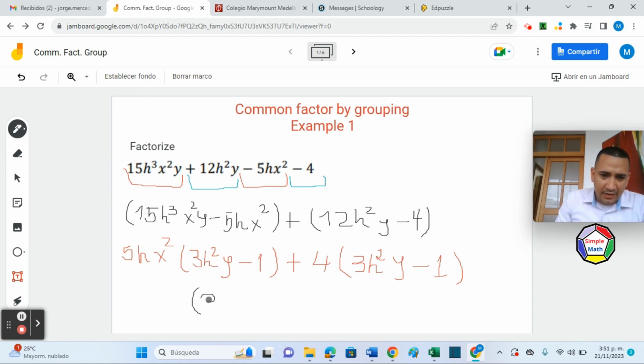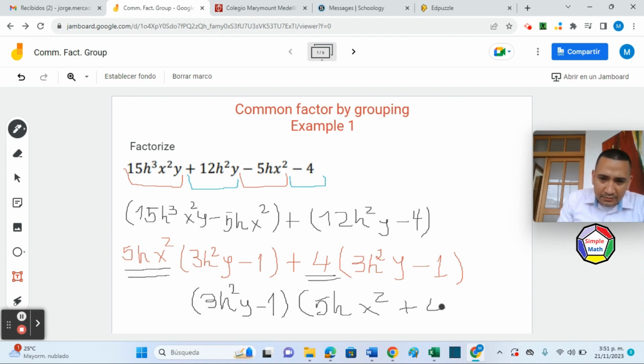So I write 3h exponent 2 y minus 1. I close the parentheses. This is the parenthesis that is repeated here and here. And then I'm going to write in another parenthesis the things that are out. So in our case is 5h x exponent 2, which is this one, plus, look, I keep the sign, plus 4. And I close the parentheses. And that's it.